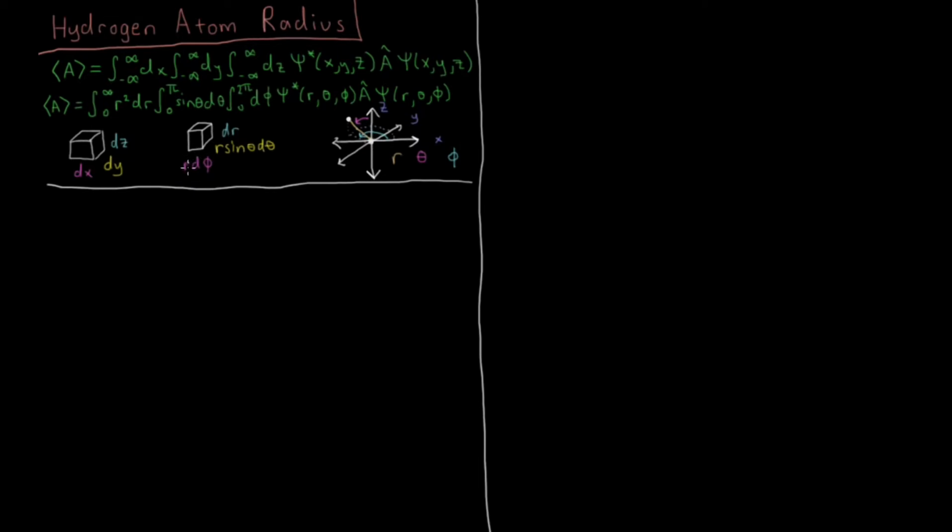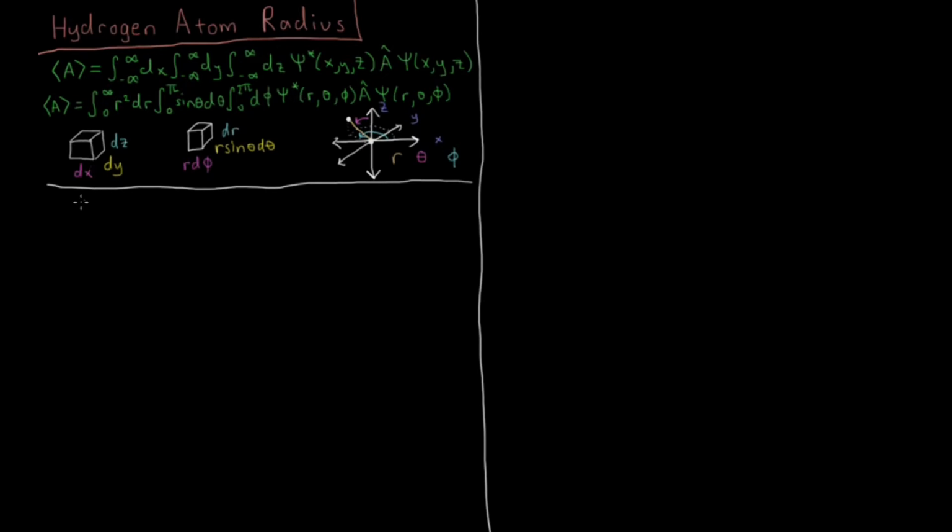It would have sides of r d phi, r sine theta d theta, and dr, thus giving us a volume element of r squared dr sine theta d theta d phi. So we're integrating from 0 to infinity in r. We're integrating from 0 to pi in theta, the polar angle. We're integrating from 0 to 2 pi in phi, the azimuthal angle, the projection on the xy plane. And again, just the operator acting on the wave function times the complex conjugate.